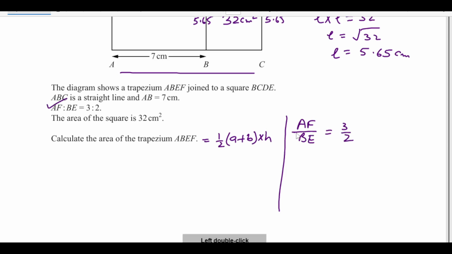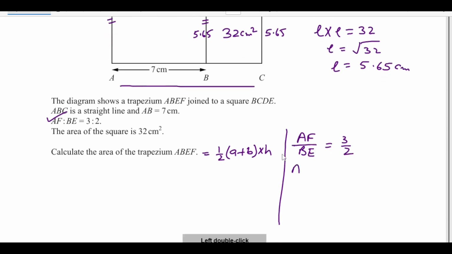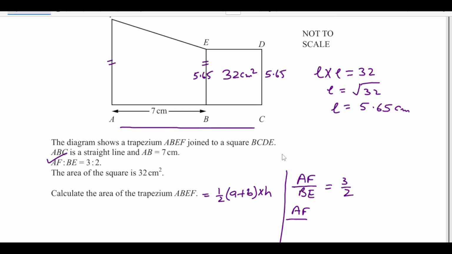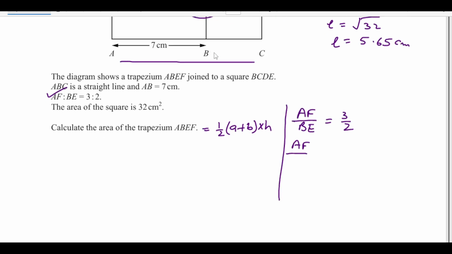BE we just got, this one here, 5.65, right. So, I am going to put AF over 5.65 equals 3 over 2, and then AF is 3 over 2 times 5.65, which is equal to 8.475. So, I am taking it as 8.48 centimeters here, right.